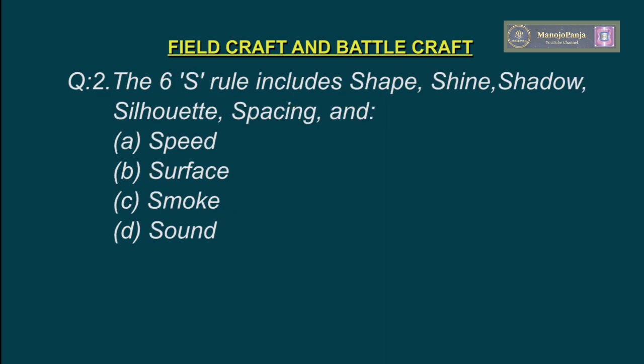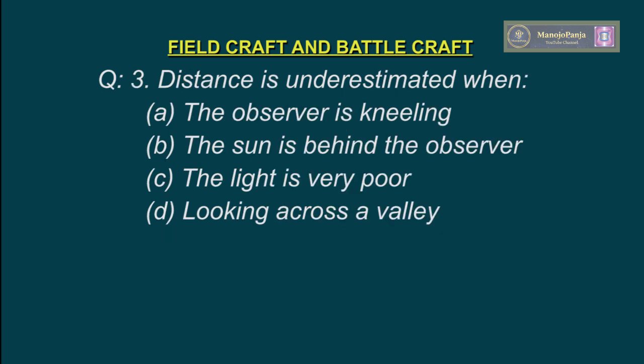Question 2. The 6S rule includes shape, shine, shadow, silhouette, spacing and A. Speed. B. Surface. C. Smoke. D. Sound. Right answer B. Surface.